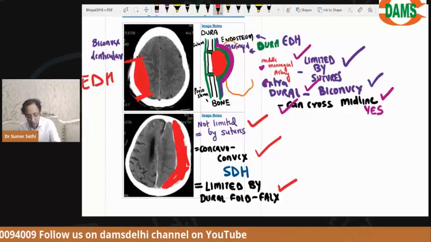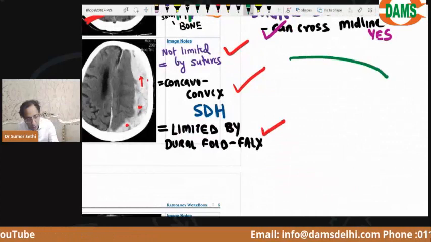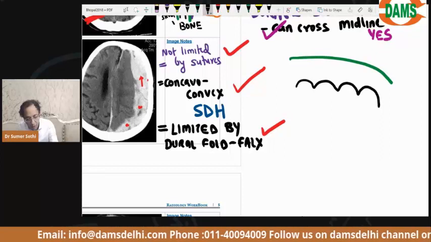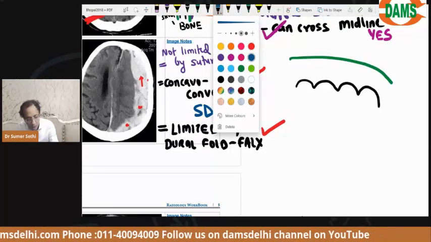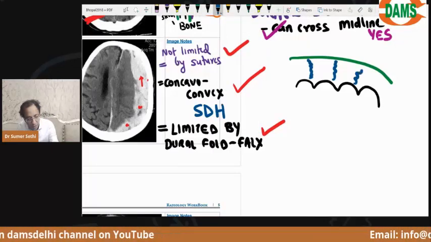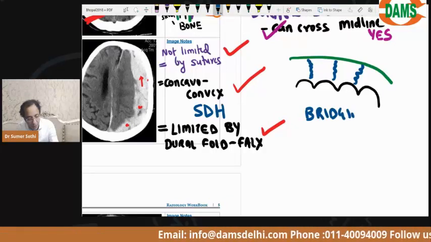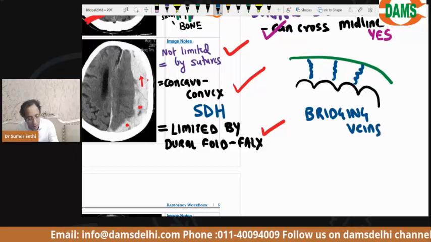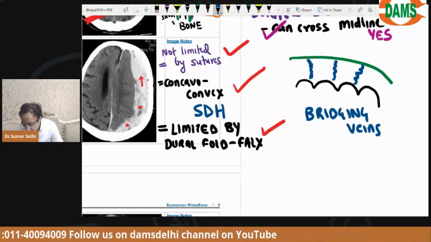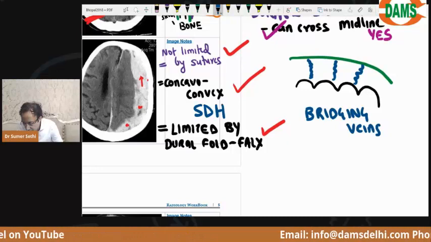Now please see. If I make a concept here, suppose this is your dura mater, and suppose this is your brain where you have the arachnoid matter and the leptomeninges. From the brain surface towards the dural surface, you have veins. These are called bridging veins. Between your arachnoid and the dura, you have bridging veins.